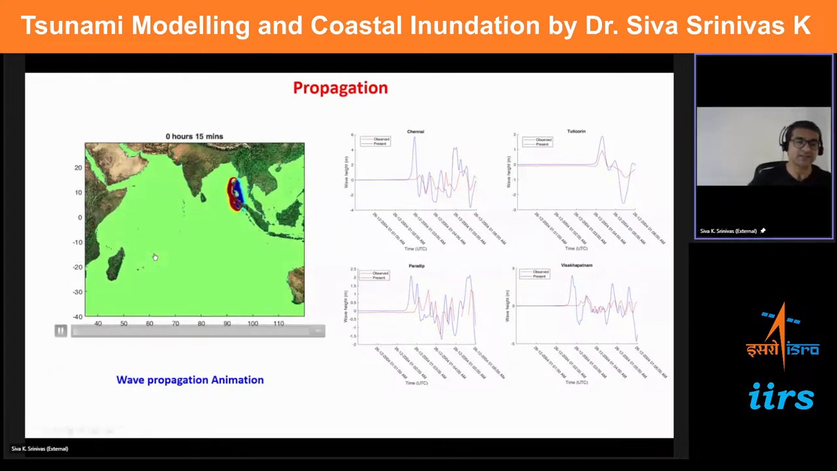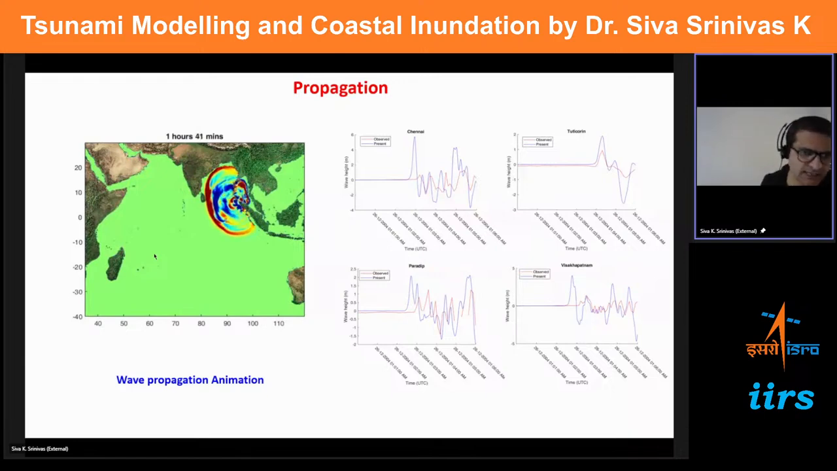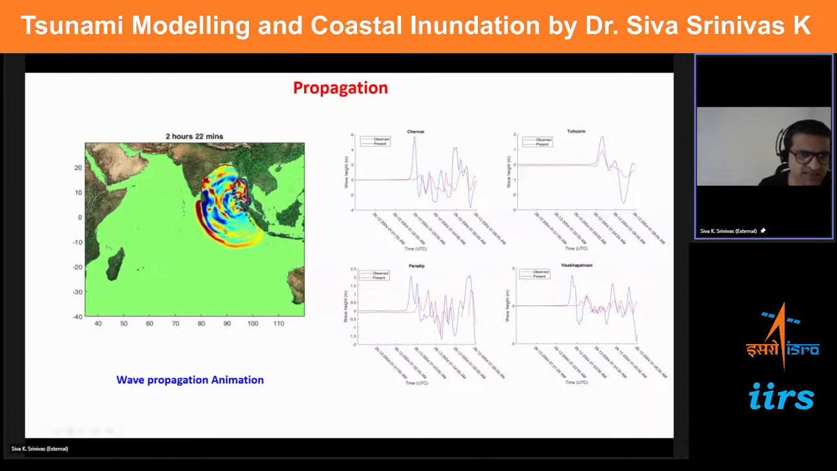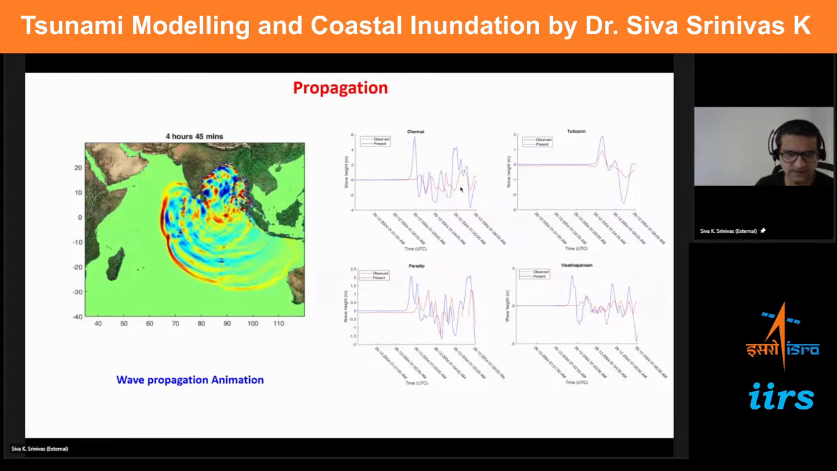This shows how the December 26, 2004 tsunami propagated, which is modeled using the finite difference method. Okay. So with respect to time, the wave moved towards the coast. It took around 2 hours to reach the east coast. Now, here are the observations where we have compared the model values with the observations. They are quite a good match.